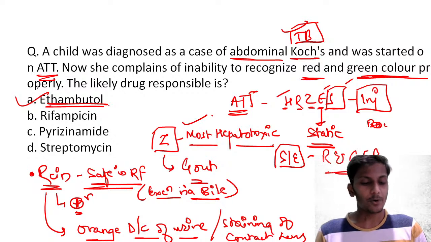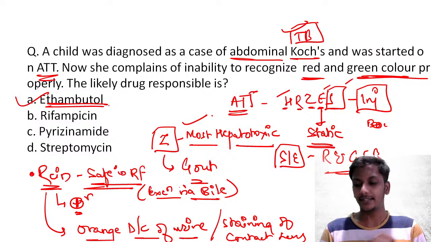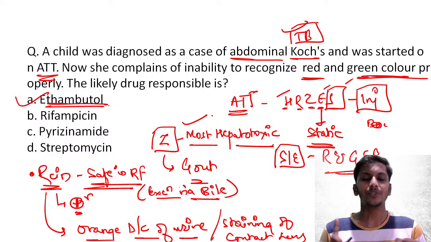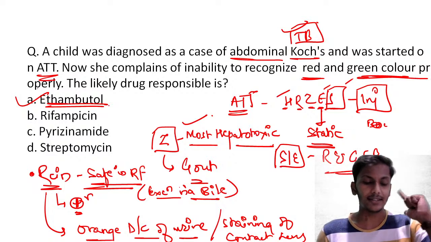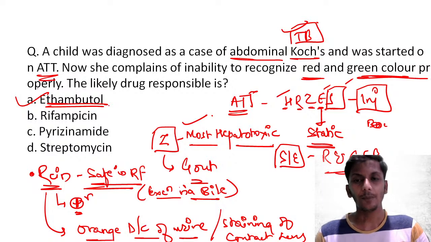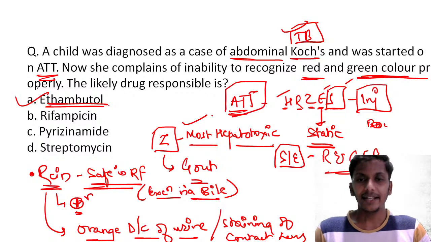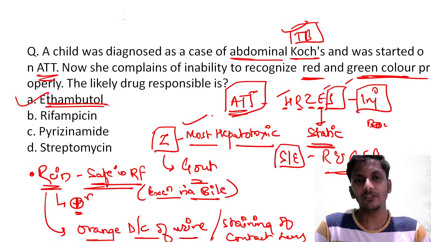So please remember important points about rifampicin. It is excreted via bile, so safe in renal failure. It is an enzyme inducer, and it causes side effect orange discoloration of urine and staining of contact lenses. Okay. Last point, ATT के बारे में. ATT is usually given for how much time?